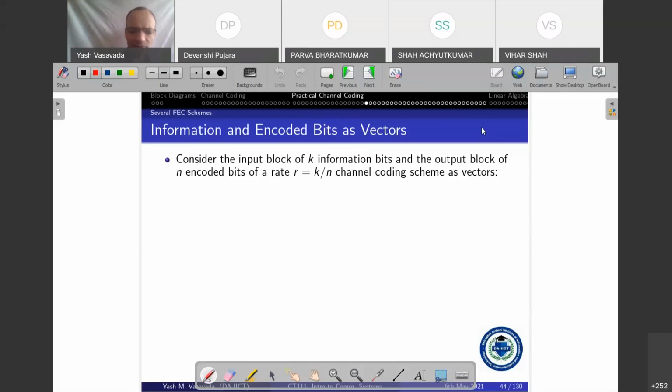So, we drew this block diagram of channel coding where there is a box, which we called channel encoder. The input is K information bits and the output is N encoded bits. So what we are going to do now is to think of the input bits as forming a vector and the output bits as forming another vector. This will be an application of the algebra that you have studied in high school.